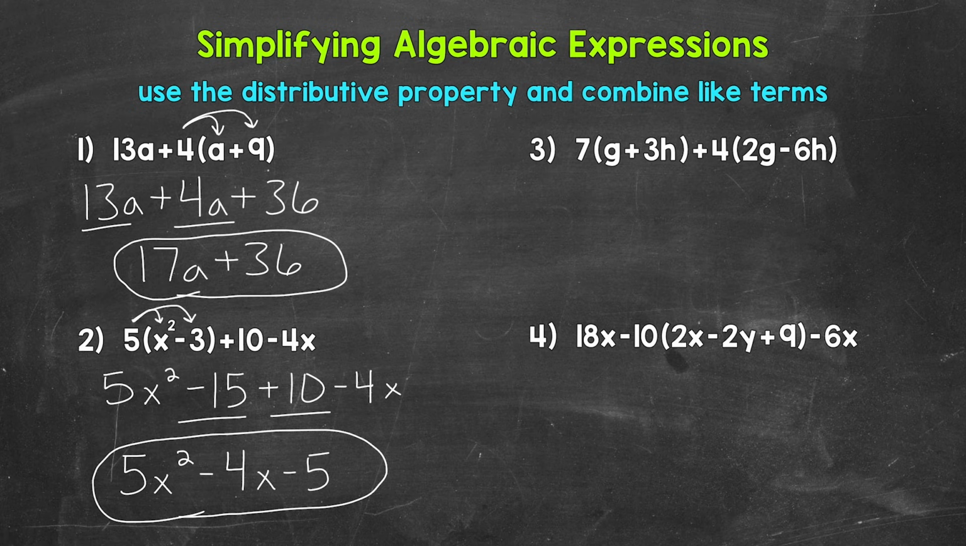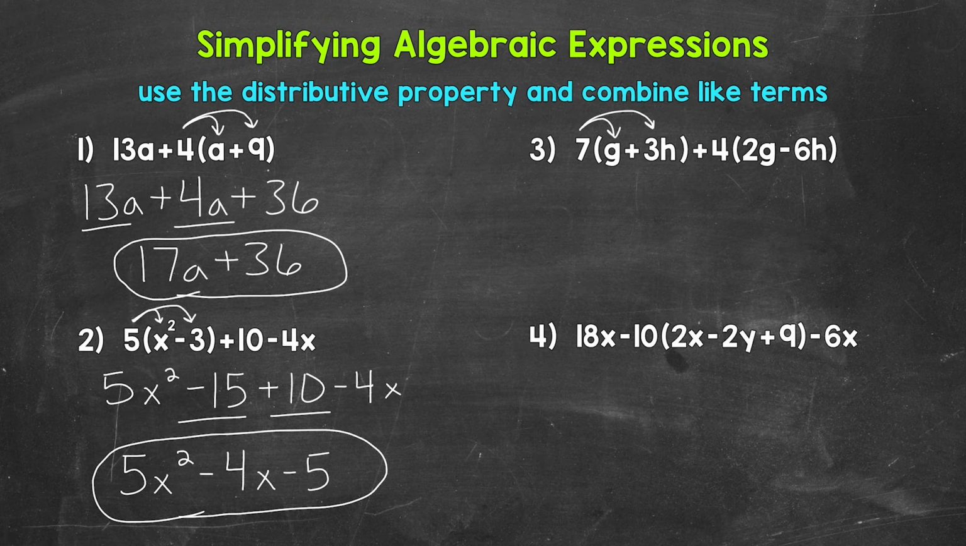Let's move on to number 3, where we have 7, and then in parentheses, g plus 3h, plus 4, and then in parentheses, 2g minus 6h. Let's start by using the distributive property to remove any parentheses, and then we can look to combine like terms. Let's distribute this 7 to the g and to the 3h.